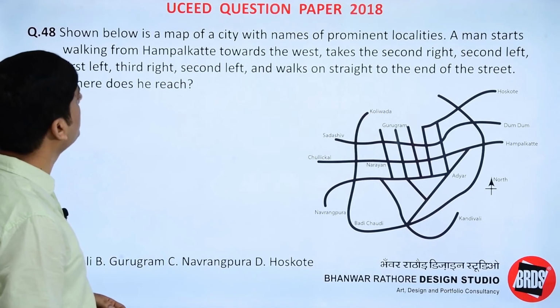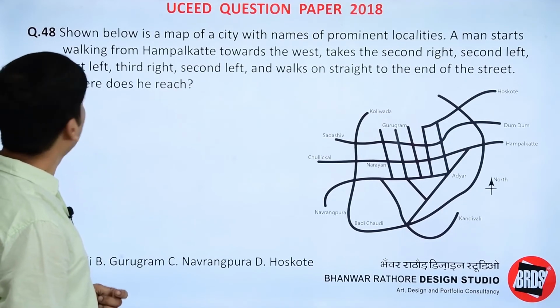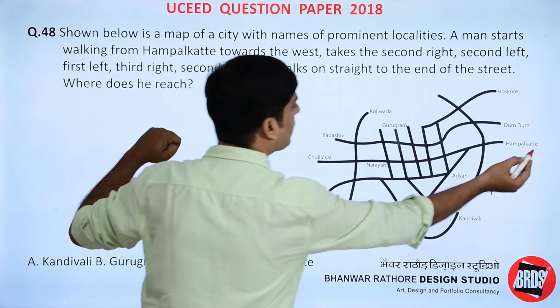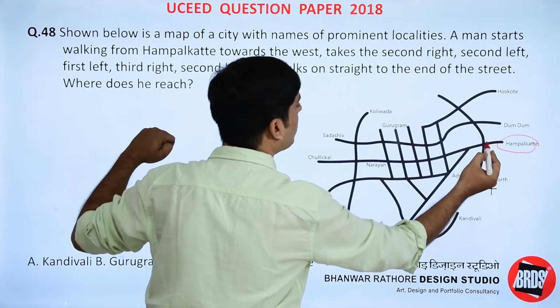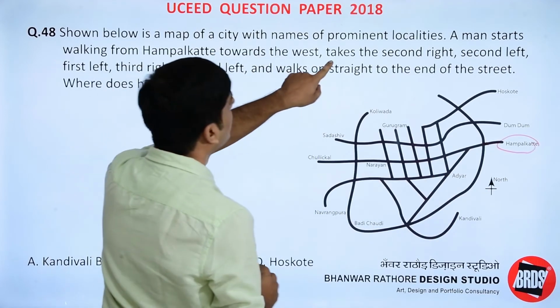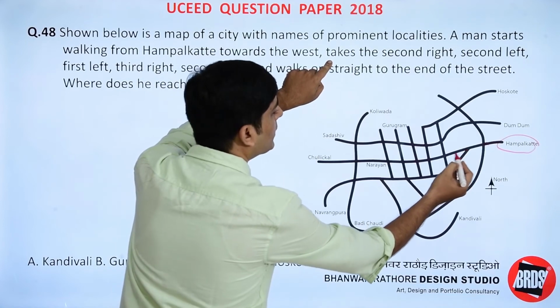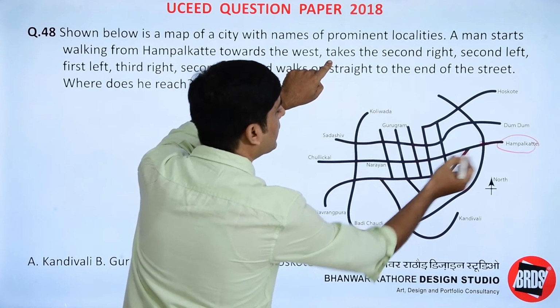Shown below is a map of a city with the names of prominent locations. A man starts walking from this position towards the west. The person starts from this location towards the west direction. Okay. Then takes the second right. First and second right. This is the first right and this is the second right.